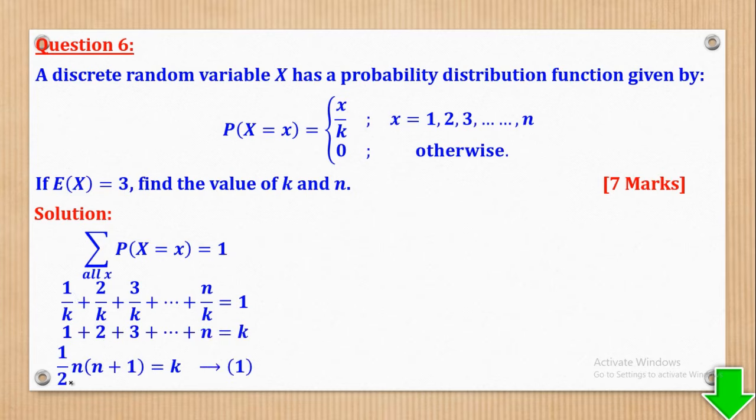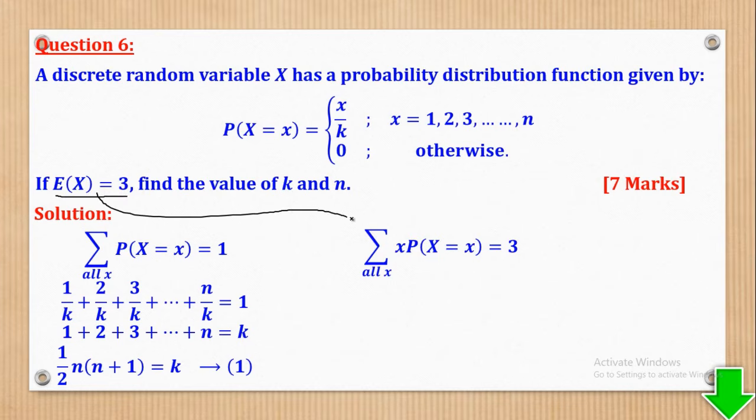And that series, I think you remember in math 1, you talked about standard series. Now the standard series of 1, 2, 3 up to n is given by the formula a half n multiplied by n plus 1. So this is the standard series. I believe you already covered it in math paper 1. So secondly, we shall come up with E(x) equal to 3.